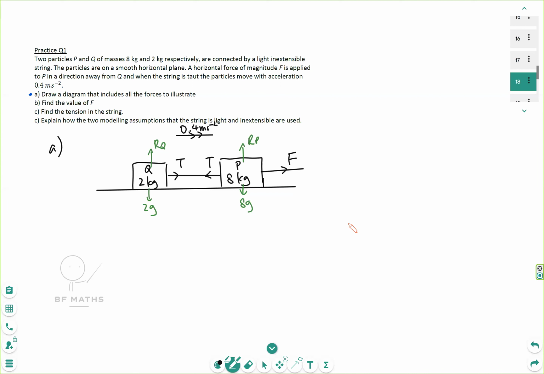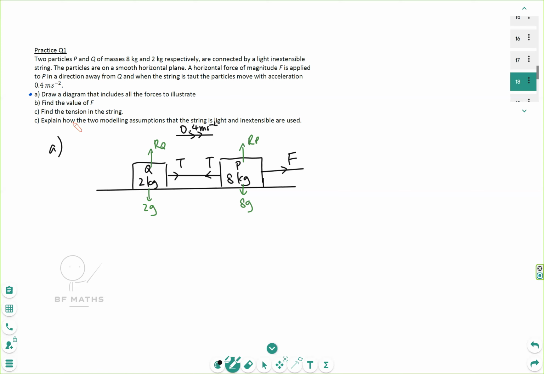So there's a complete diagram with the forces as well as the acceleration. I like to put the acceleration there just to remind myself that acceleration is horizontal. That means any vertical forces will be balanced. So RP, RQ, 2g, 8g are not really necessary for this question, but again, it's a good habit to know that they exist. It's just not relevant to this calculation, but it doesn't mean they don't exist. We've got tension pointing opposite each other, as I mentioned just now, and F pushing forward. So that's the whole force diagram.